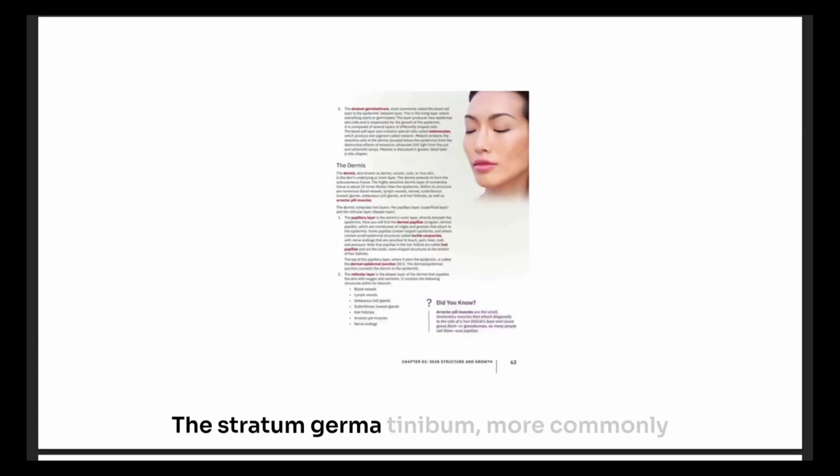The stratum germinativum, more commonly called the basal cell layer, that's what I'm going to call it, is the epidermis' deepest layer. This is the living layer where everything starts or germinates. This layer produces new epidermal skin cells and is responsible for the growth of the epidermis. It is composed of several layers of different shaped cells.